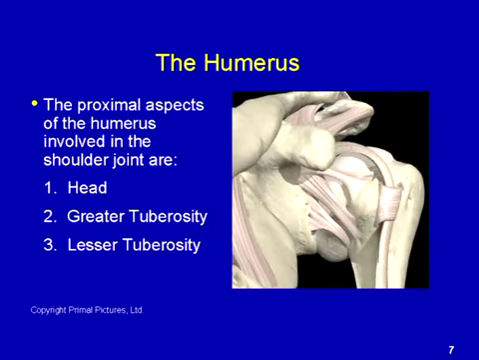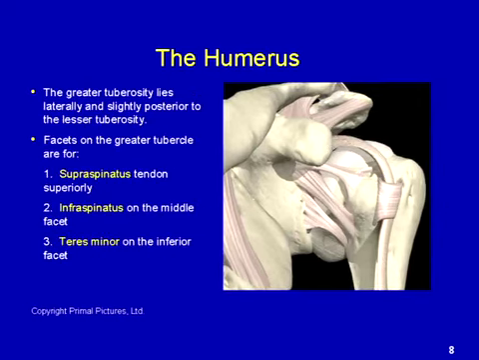Let's look at some greater detail of the humerus. The humerus includes the humeral head, the greater tuberosity, and the lesser tuberosity. The tuberosities are critical because these are the sites of attachments for the tendons. On the surface of the tubercles, you will see different facets. The inferior one is for the attachment of the Teres Minor, the middle one is for the attachment of the infraspinatus, and the superior one is for attachments of the supraspinatus tendons.